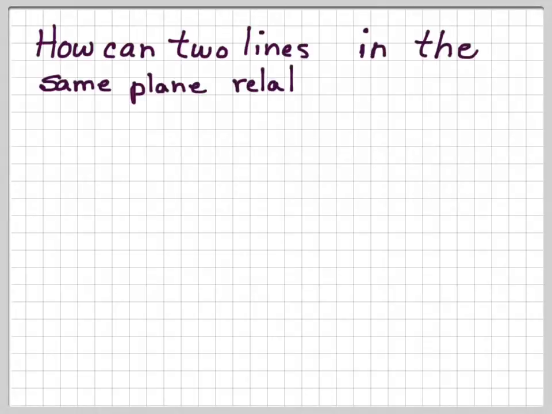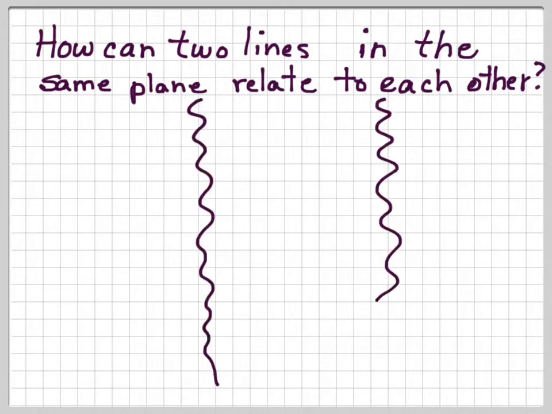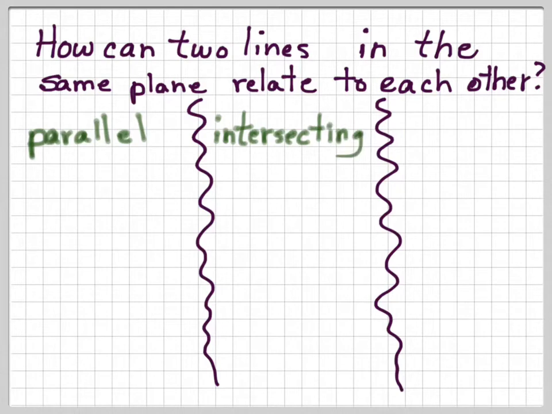First, let's review how any two lines can relate to each other in the same plane. Now we have to make sure we're in the same plane and not up in space. So it's like taking two strands of spaghetti and putting them on your desktop and deciding how they can relate to each other. The first way is they can be parallel, or they can intersect in one point, or they can be the same line.